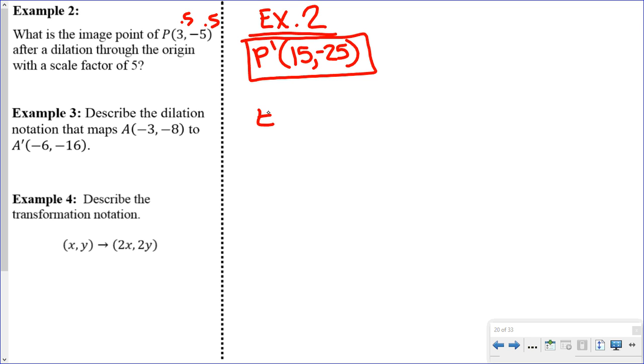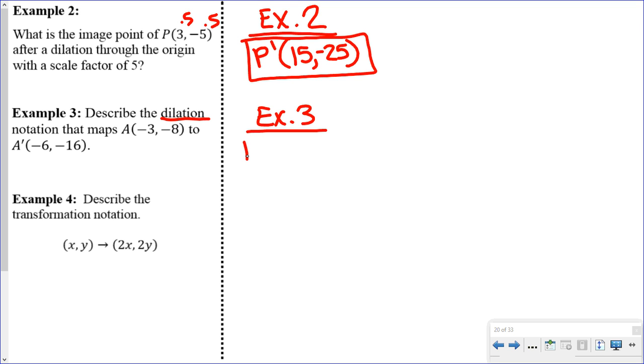Okay, example 3. On example 3, we want to describe the dilation notation. So they're telling you it's a dilation that maps A to A prime. So what's going on from A to A prime? What are they doing to the X and the Y? Now they're multiplying by 2.